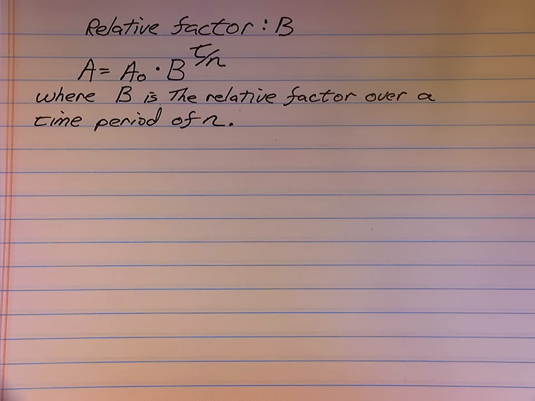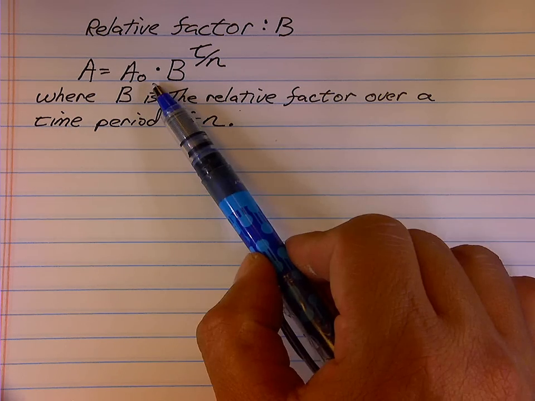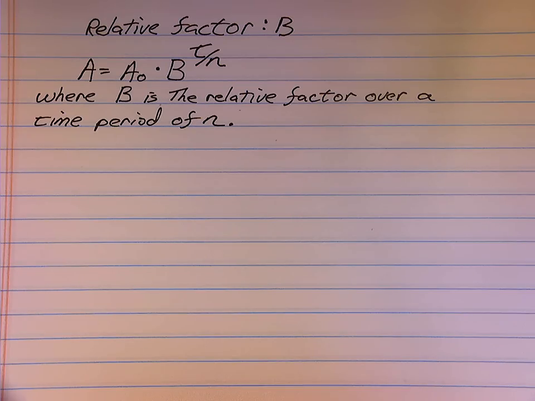When we're doing applications, one of the nice tools of exponential functions is called a relative factor. In this case, I'm going to let b be my relative factor, which means I can write a formula in this format: A equals A naught times b to the t over n. This can describe any amount, A, over a time period, t, if you know the relative factor, where b is the relative factor over a time period of n. Let's take an example.